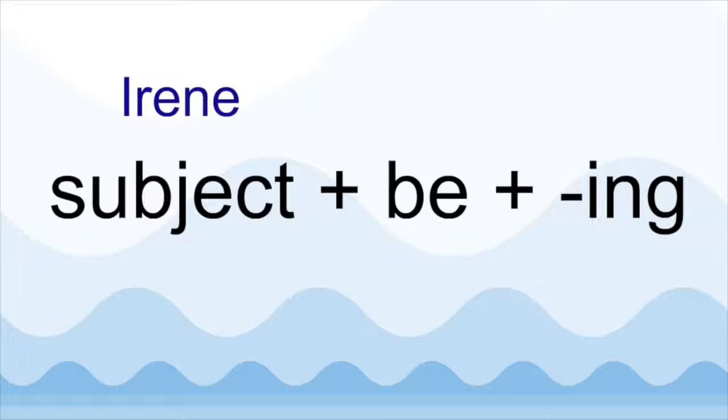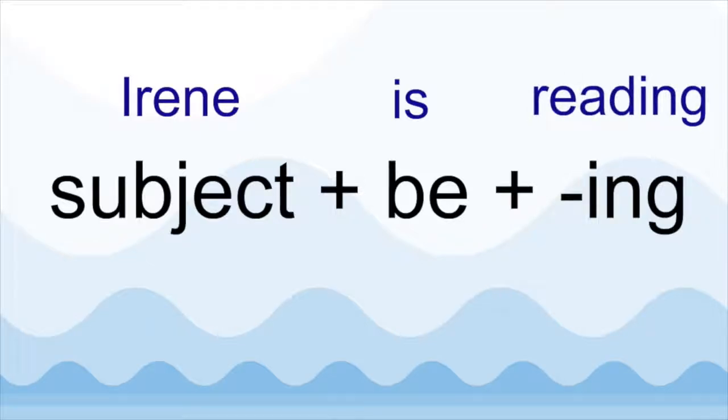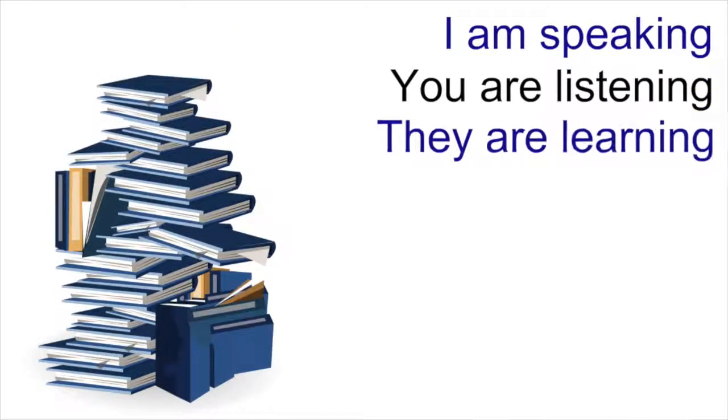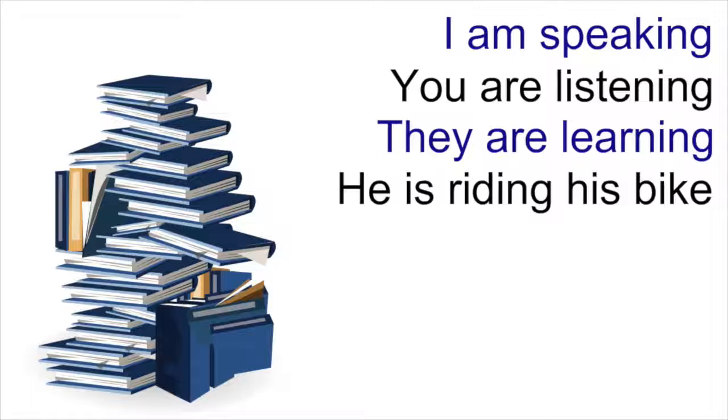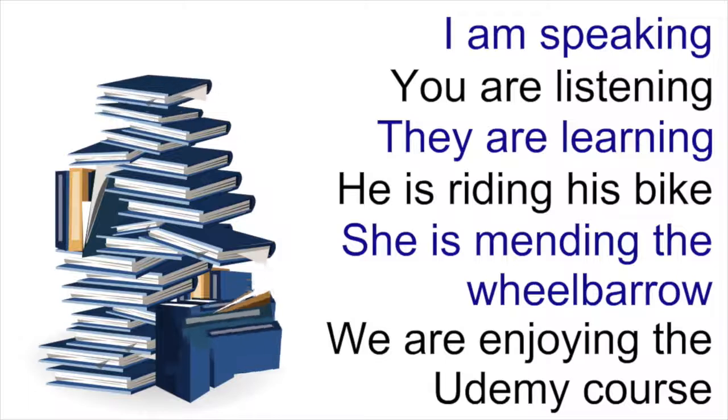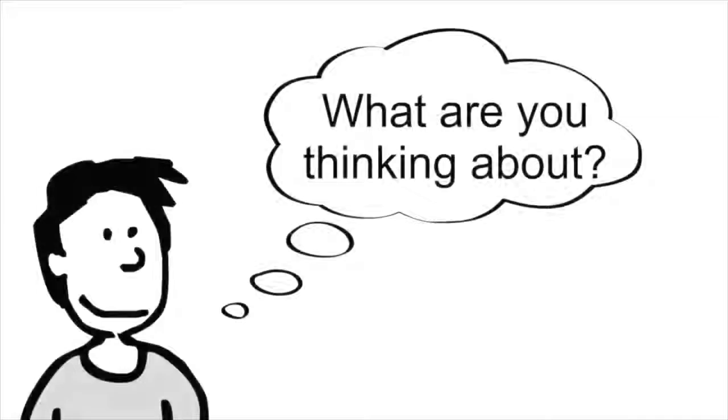When we use present continuous, and have a look at the screen here, we need a subject. We need am, is, or are, so a form of be. Following that, we need an ing form, one of our verbs with ing on the end. I am speaking, you are listening, they are learning, he is riding his bike, she is mending the, I don't know what, mending the wheelbarrow. We are enjoying our Udemy course, and so on. So identifying present continuous is pretty easy. We look for the ing.